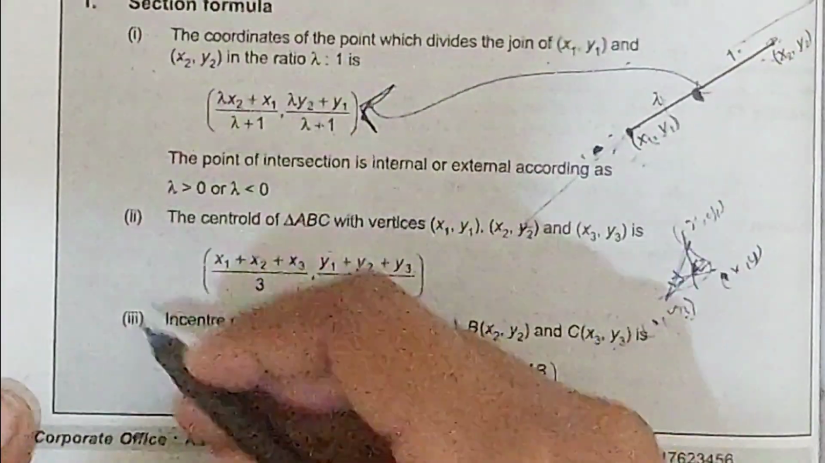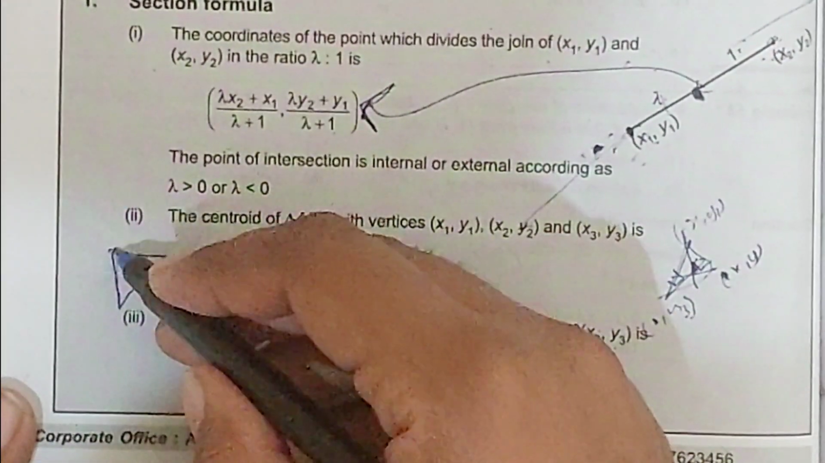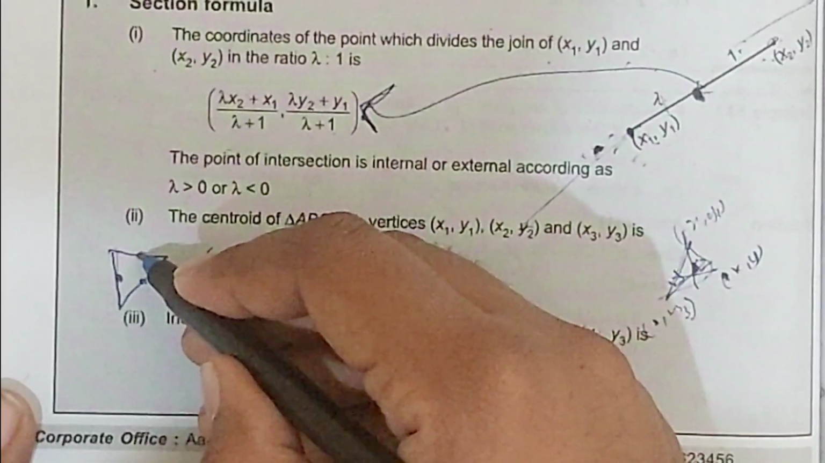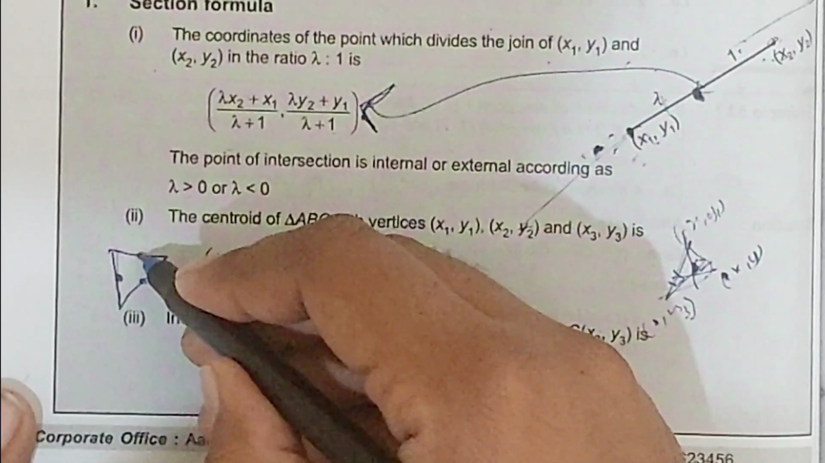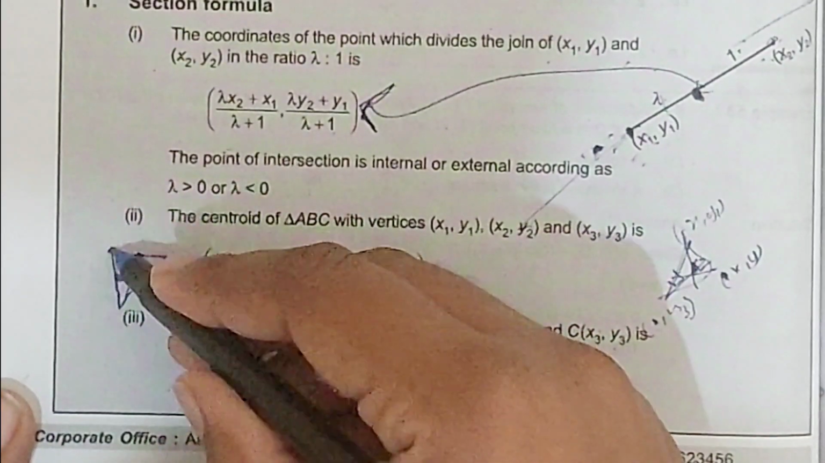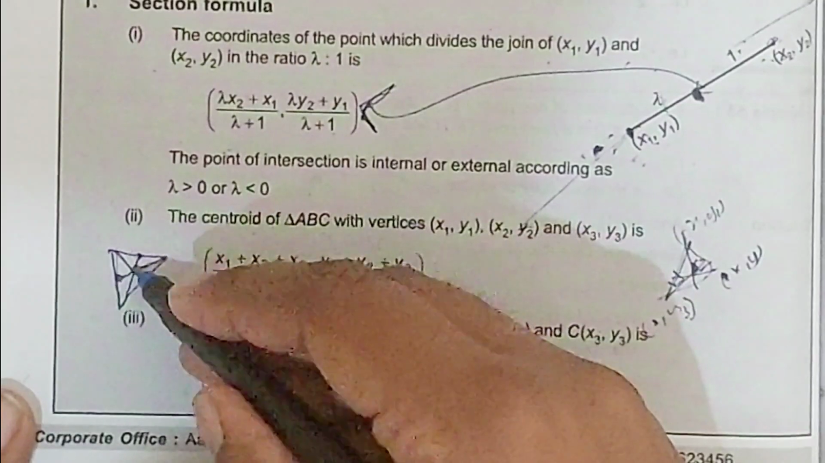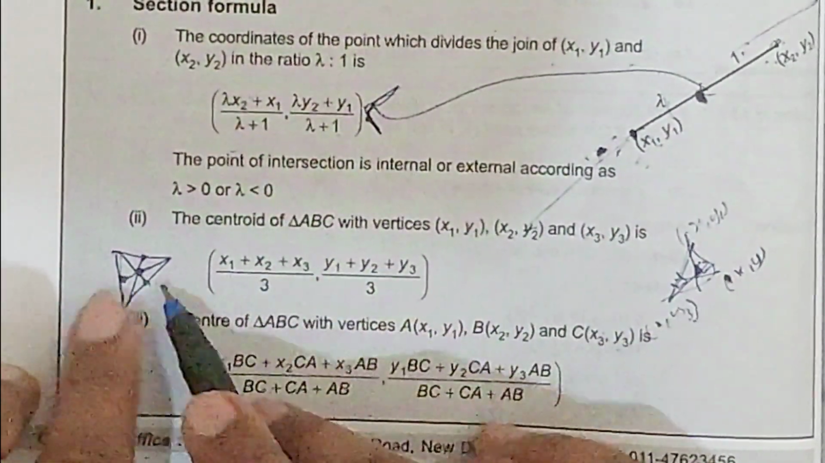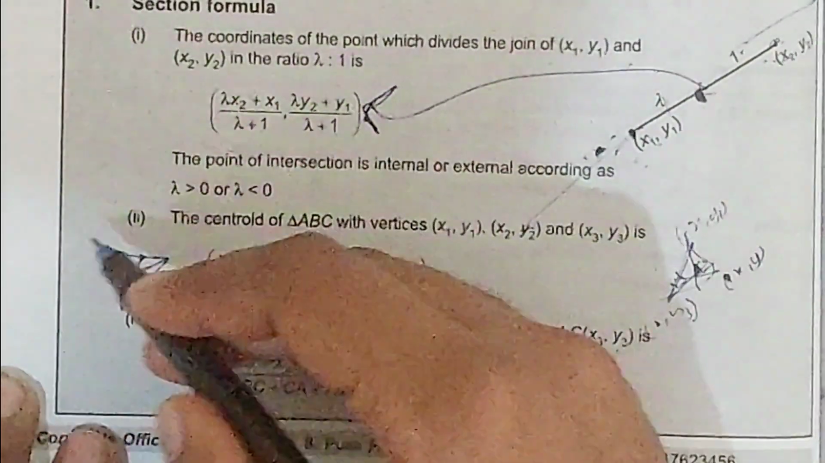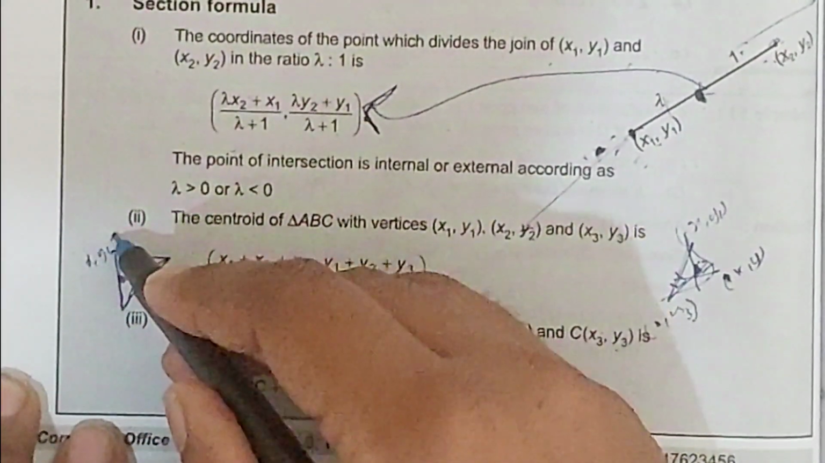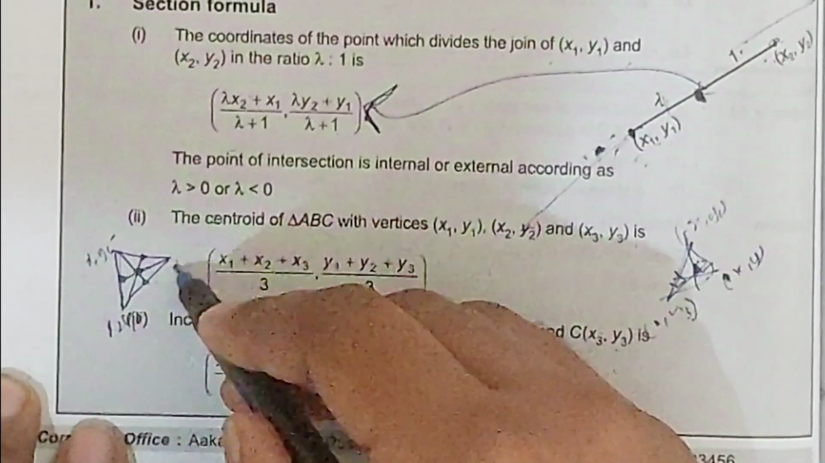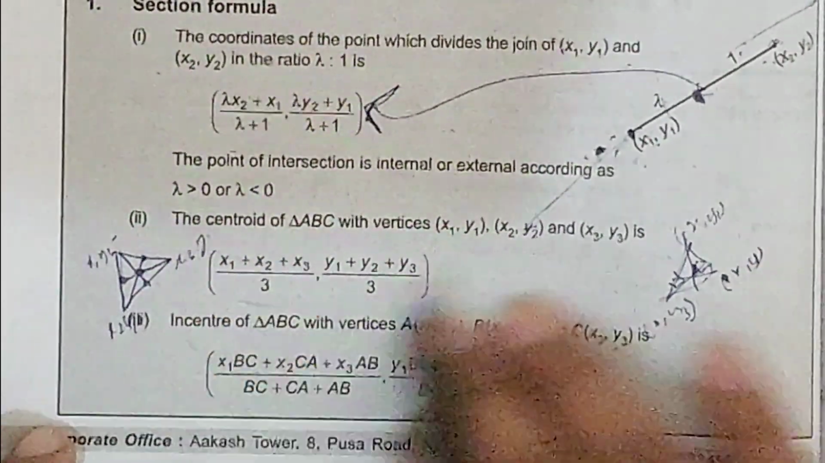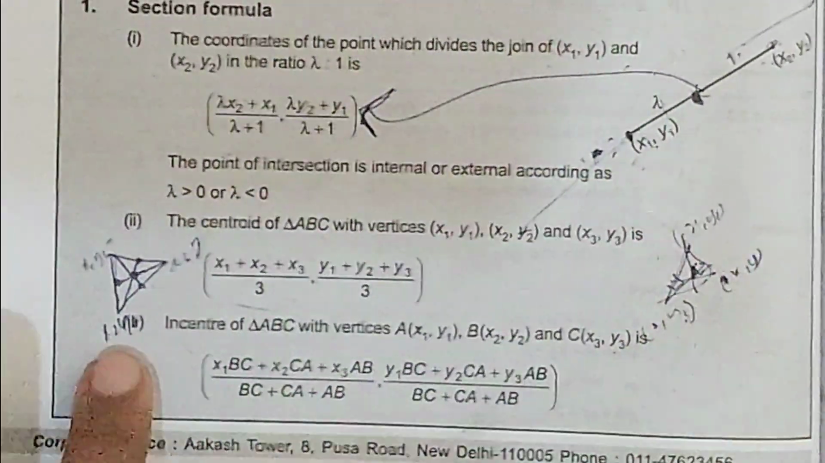The centroid is basically the point where the medians of the triangle meet. Suppose these are all the midpoints, these are the midpoints, where they join, this is called the centroid. To get the centroid, it is (x1 plus x2 plus x3) upon 3, where the vertices are x1 y1, x2 y2, x3 y3. This is how you get the point. Just add all the x values and divide by 3, and add all the y values to get the y coordinate.